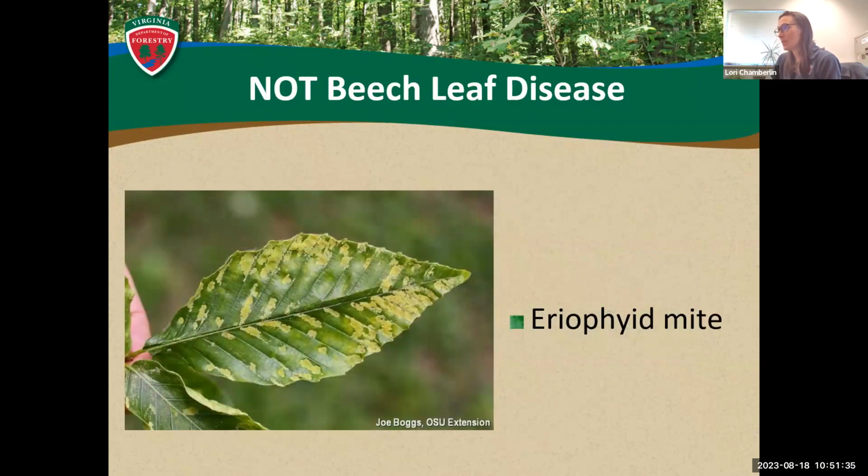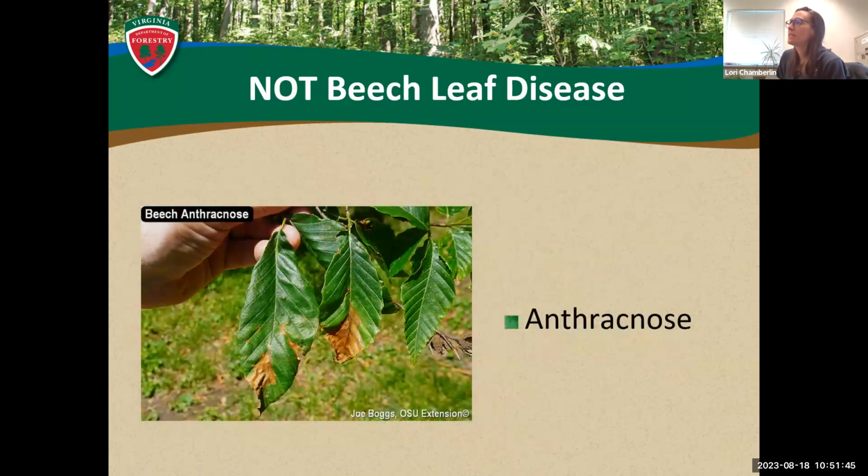There's also some mite damage that's commonly seen on beech leaves, and it just produces these kind of patches of discoloration on the leaf. And then we also tend to see beech anthracnose. And this is a fungal pathogen that causes browning and wilting of leaves. So again, this is not beech leaf disease. This is anthracnose. What we're really looking for is that dark banding between the lateral leaf veins.